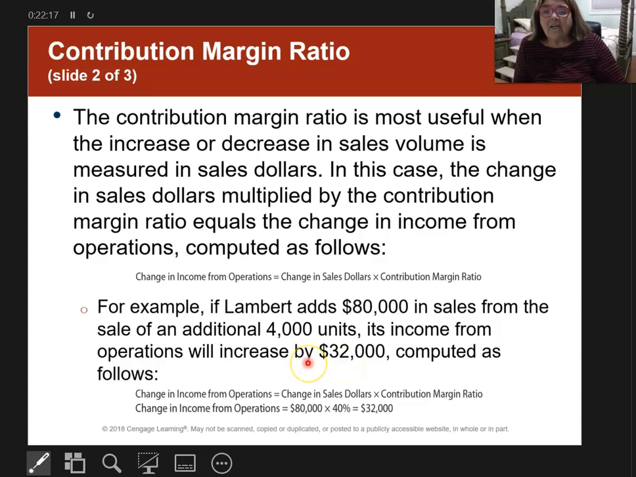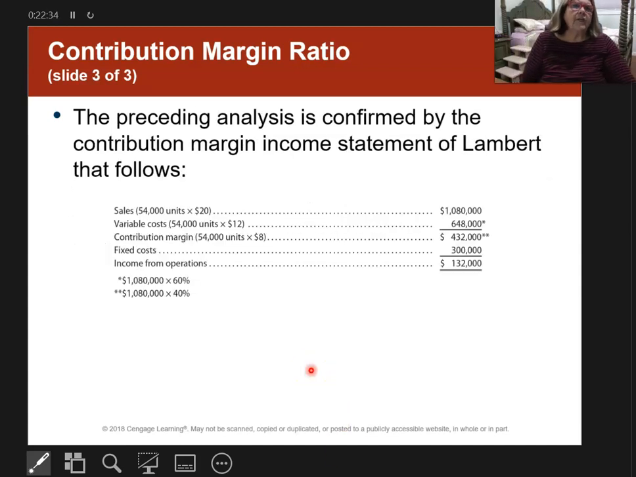This will tell me how much more money I'm going to make. 80,000 is the change in my sales dollars times my 40%, which is going to equal $32,000. So hopefully you can understand why you could use this to help you understand your profit. And here's my same chart again. Before, income was 100,000, but now I've increased it to 132,000. So this is contribution margin and contribution margin ratio. This is the end of video number 3, and we'll pick up on video number 4.